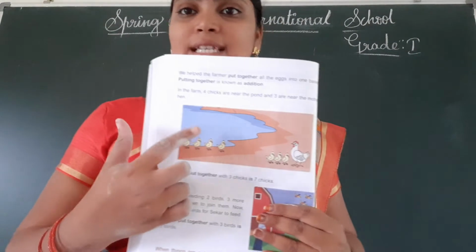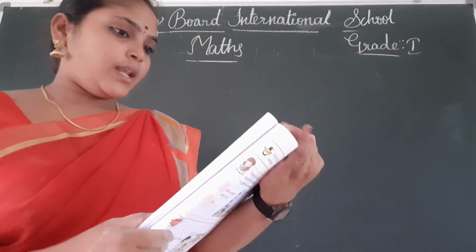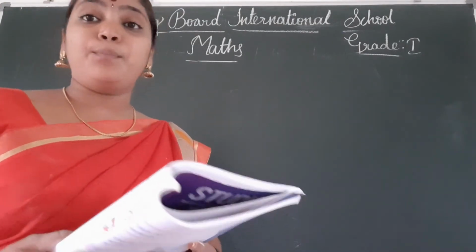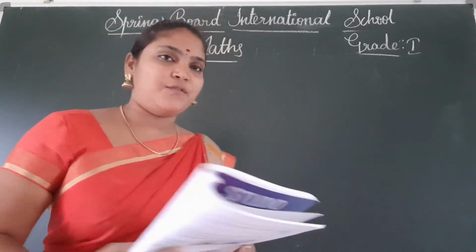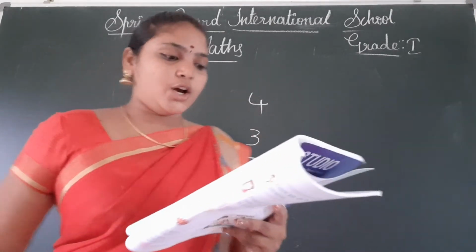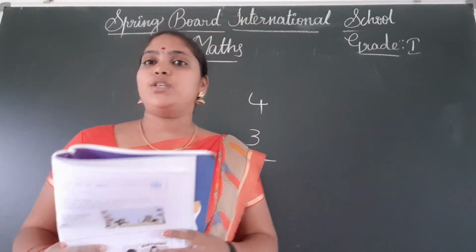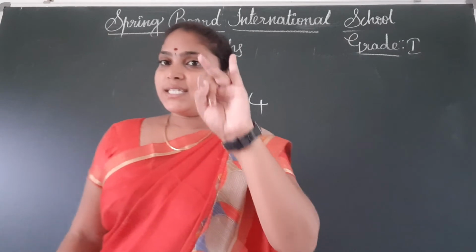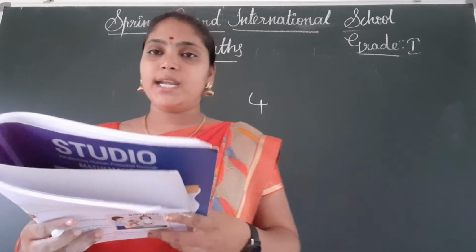Okay children, so next. In the farm, 4 chicks are near the pond and 3 chicks are near the mother hen. So now 4 chicks put together with 3 chicks. Together the total is 7 chicks. So 4, then 5, 6, 7. Totally 7 chicks.